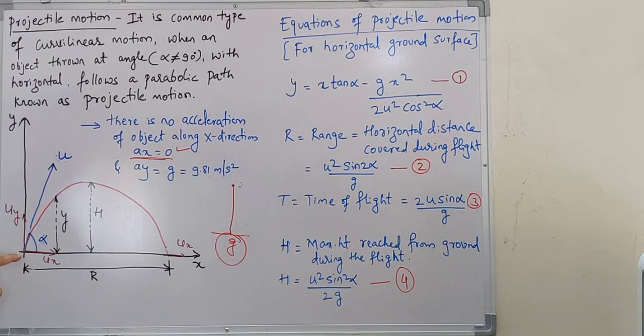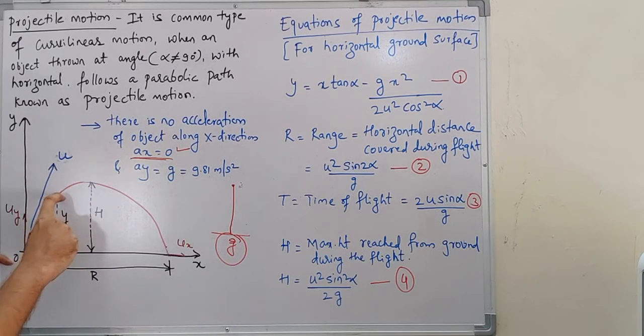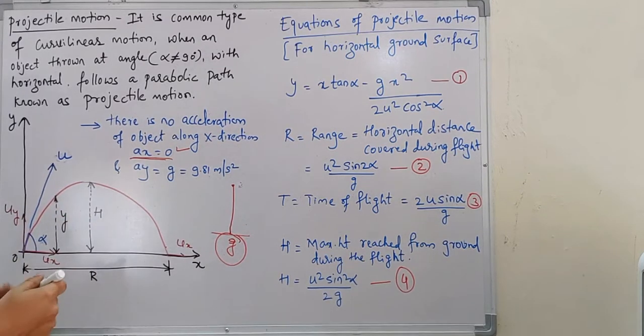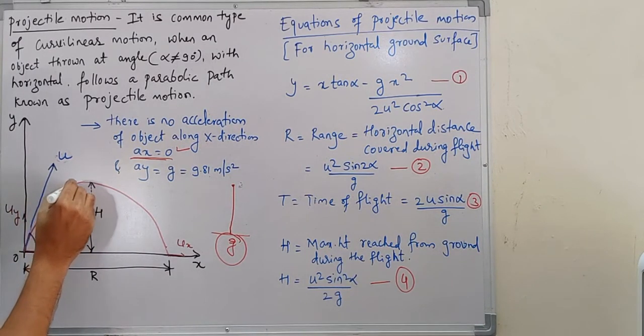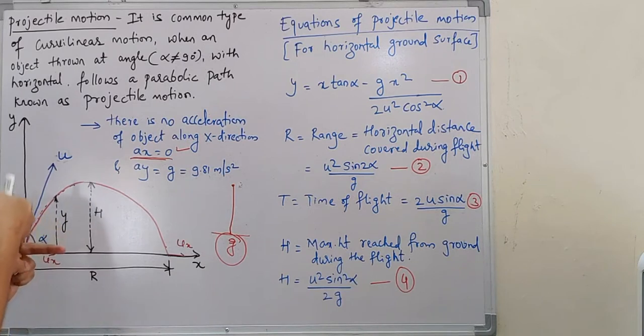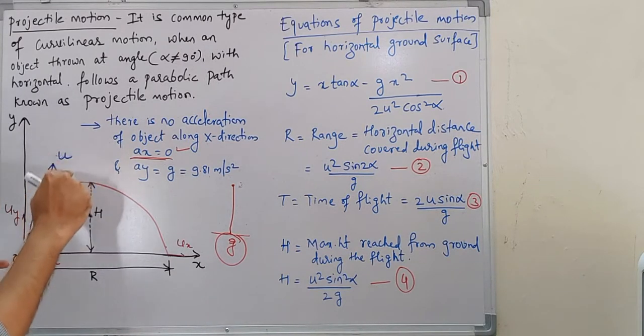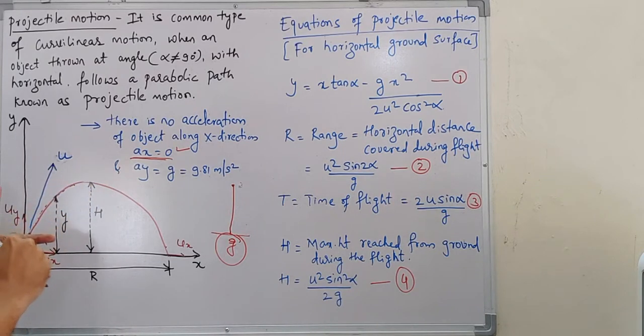You take this as the origin where the particle is thrown. Once the particle is thrown with some initial velocity, for every x ordinate your particle has moved a vertical distance of y, which we call the y ordinate. When it is thrown from the origin, it goes on changing its position in the x direction as well as in the y direction.